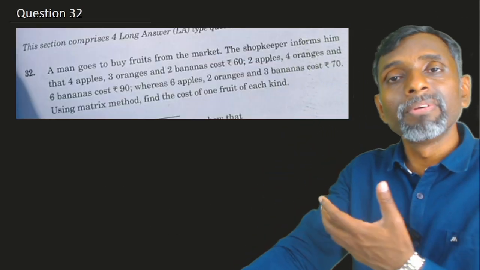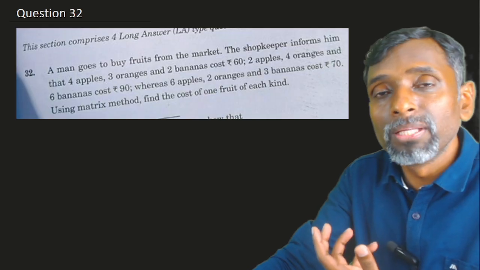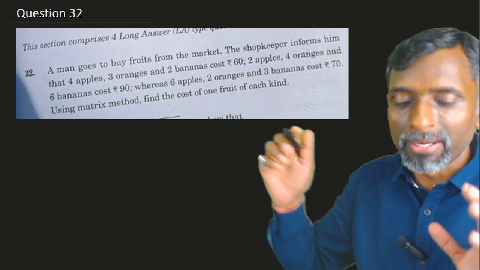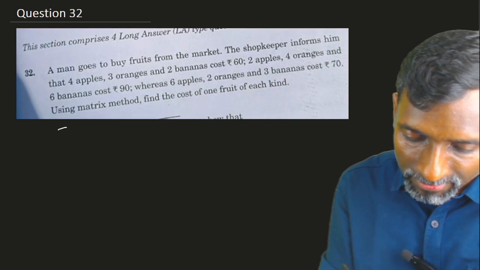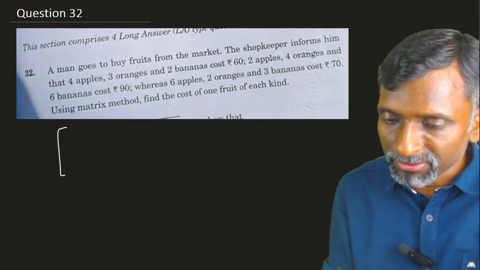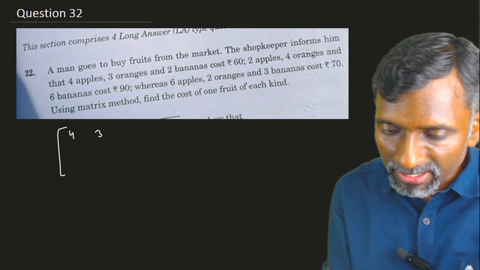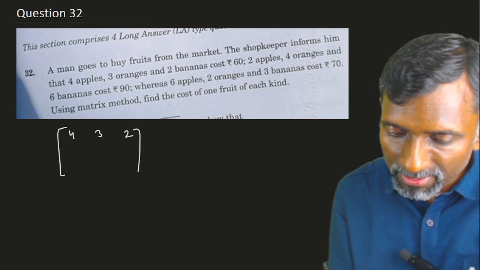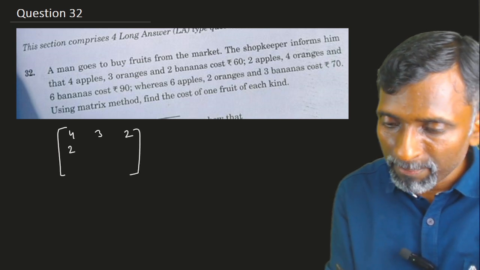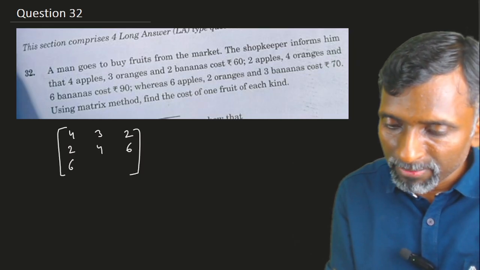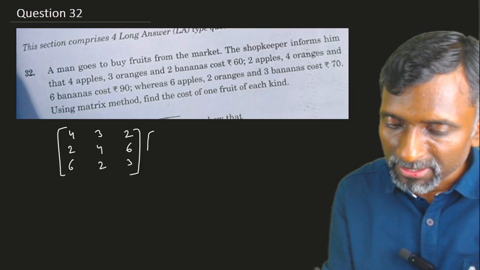Now this is a basic question of the matrix. There is no trick in this. We just need to arrange the data in matrix format. You know how to arrange it. Then the first shopkeeper informed him that 4 apples, 3 oranges and 2 bananas cost 60 rupees. And second, we have 2 apples, 4 oranges and 6 bananas, and 6 apples, 2 oranges and 3 bananas.